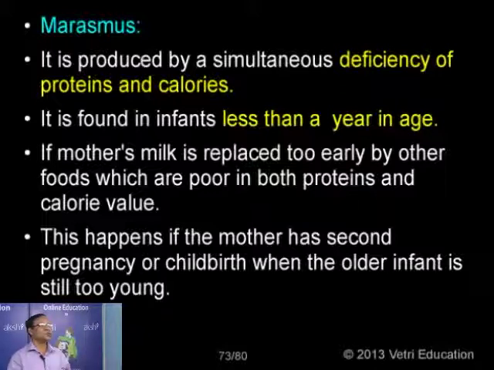So too early pregnancy after the first one, or too early childbirth after the first one, may not allow the mother to concentrate on the second child. So the first child, the older child, is not being provided the proper diet containing proteins and calories.